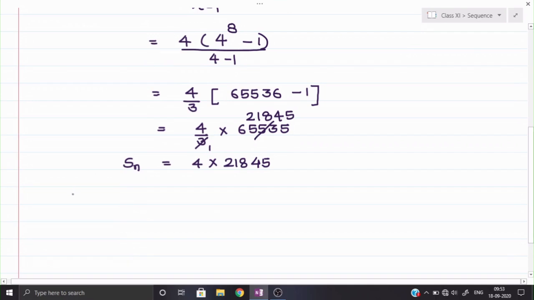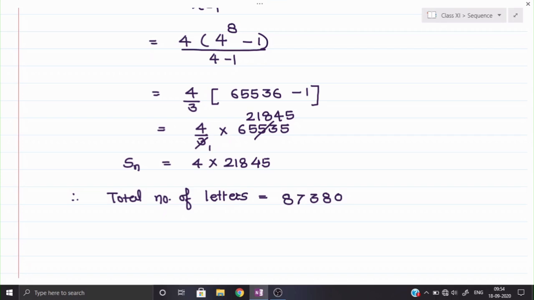So here we shall mention total number of letters is equal to, multiplying both of them: 4 into 5 is 20, 0, remaining 2; 4 4s are 16, plus 2, that is 18, carry 1; 8 4s are 32, plus 1, 33, then again carry 3; 4 ones are 4, plus 3, 7; and 4 twos are 8. I think it is coming 87,380 letters have been posted.